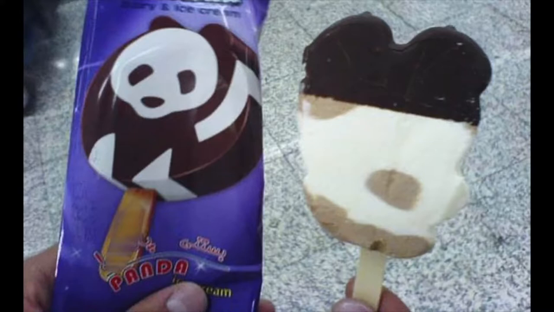Okay, I don't even know what they were going for here. This does not look like that panda even one bit. It's not even the same color. Yeah, I can't justify this one.